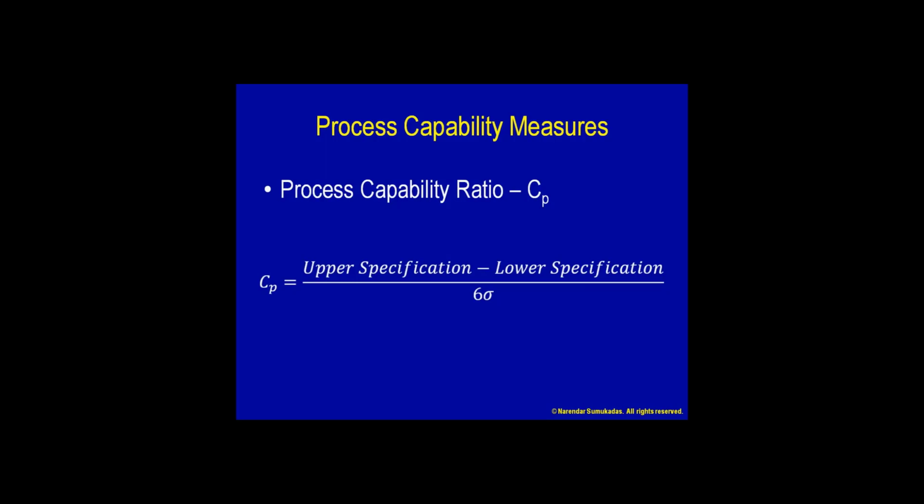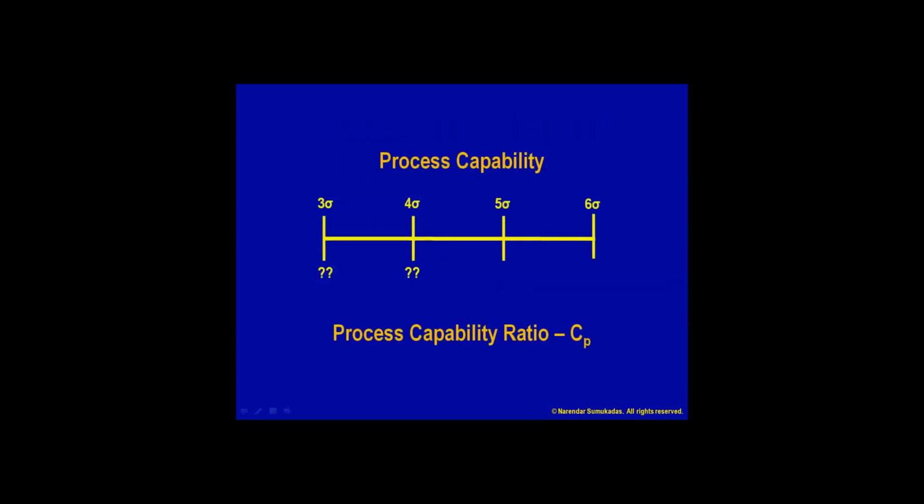Think about this calculation as a question. We are looking at the range of the customer's tolerance, that is, upper specification minus lower specification. The question we are asking is, within this range, can we fit 6 standard deviations? If we can do that, then our answer will be greater than or equal to 1, and we say the process is capable. If we cannot do that, our answer will be less than 1, and we say the process is not capable. How does this Cp measurement line up with the scale we saw earlier in terms of 3 sigma, 4 sigma, 5 sigma, and 6 sigma levels?